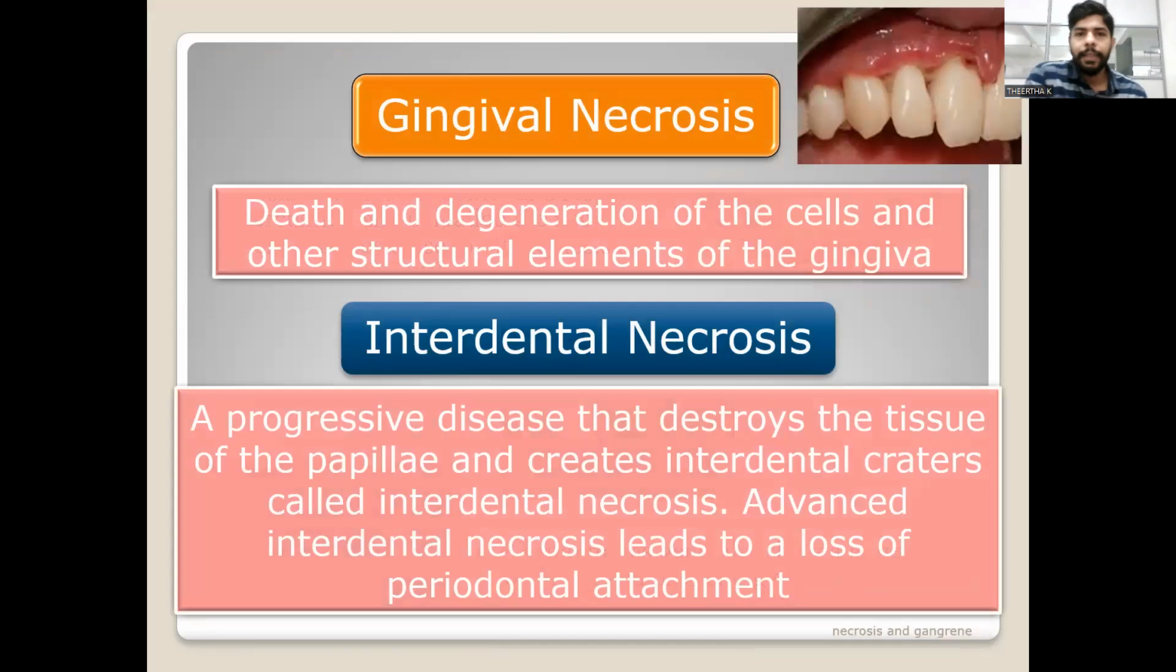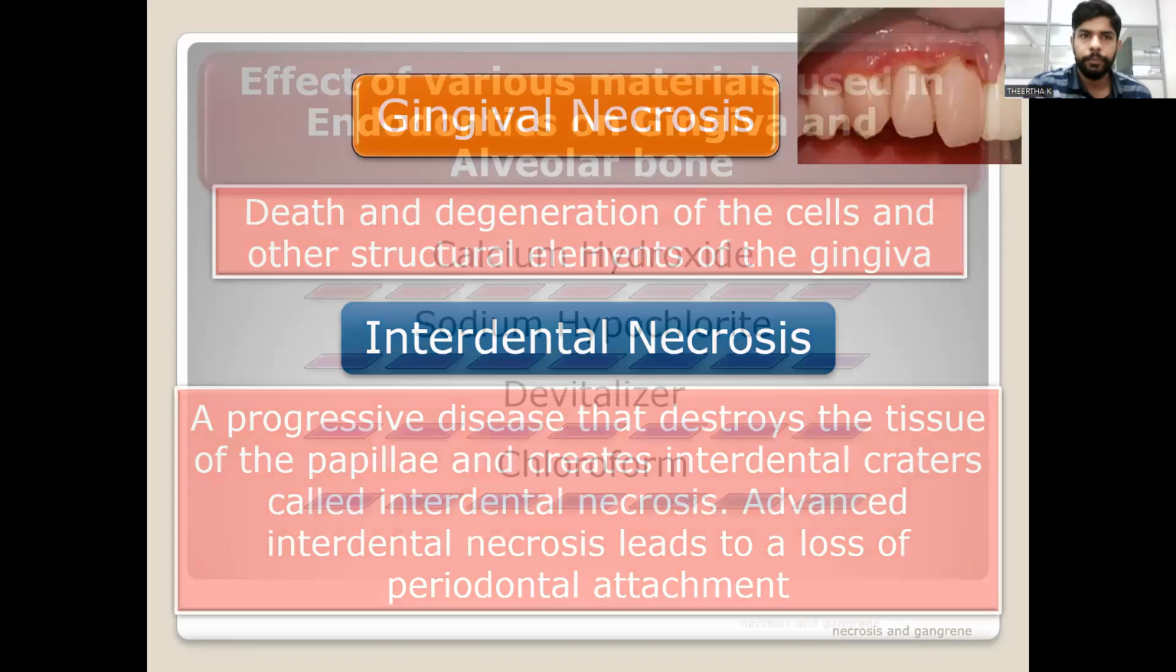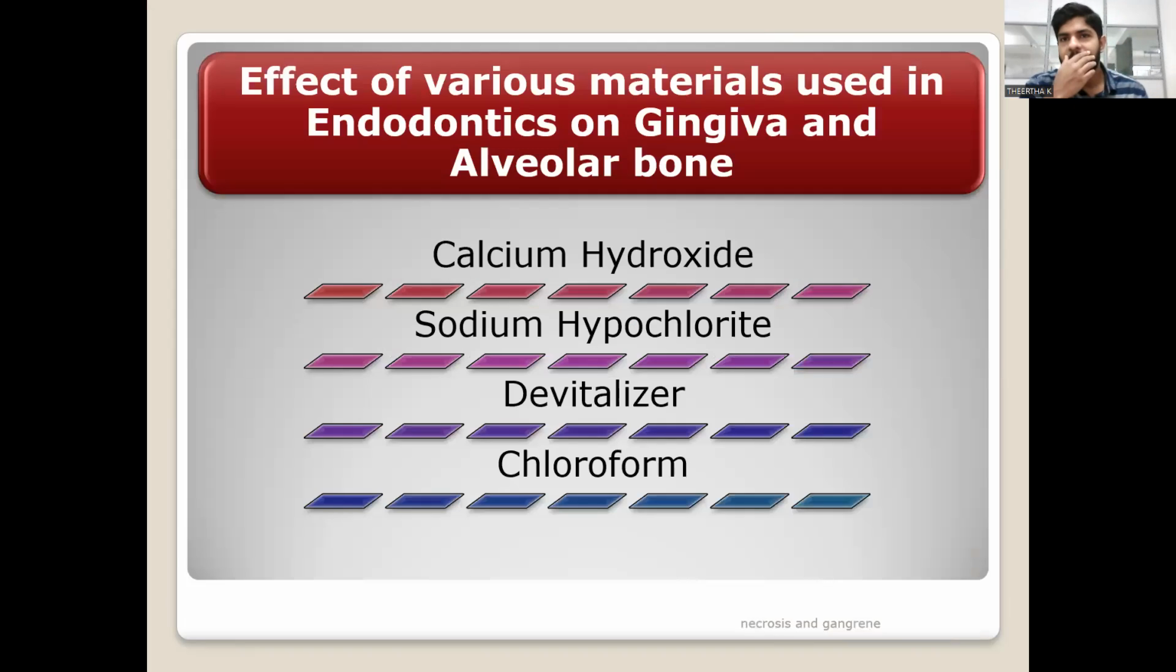Gingival necrosis is the death and degeneration of the cells and other structural elements of the gingiva. Interdental necrosis is a progressive disease that destroys the tissues of the papillae and creates interdental craters. Advanced interdental necrosis leads to a loss of periodontal ligament attachment. The effects of various materials used in endodontics on the gingiva and alveolar bone will be discussed in the next class.